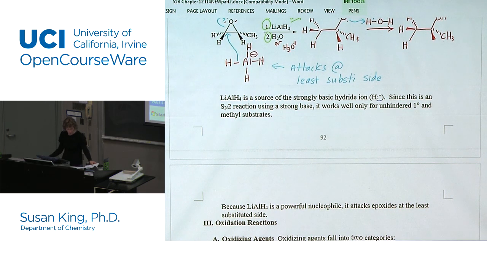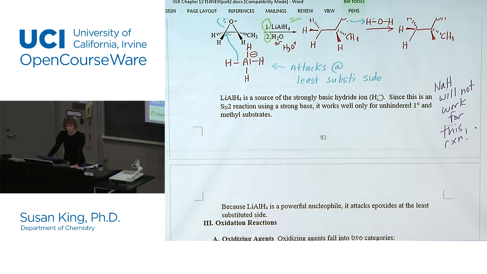And so because it's a strong nucleophile, it attacks at the least substituted side. I do want to make a point here, and that is that NaH will not work for this reaction. So don't try to use it. You might think to yourself, I'm really clever. I know sodium hydride, and H minus is easier to remember than AlH4 minus. I'm going to use that instead. Sodium hydride does not do the same reaction that lithium aluminum hydride does.